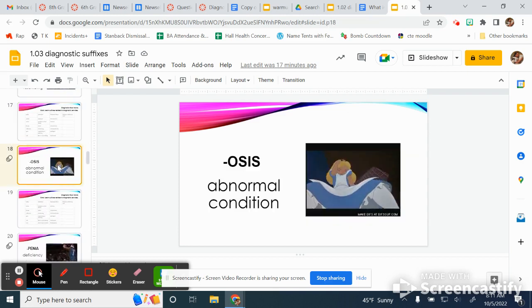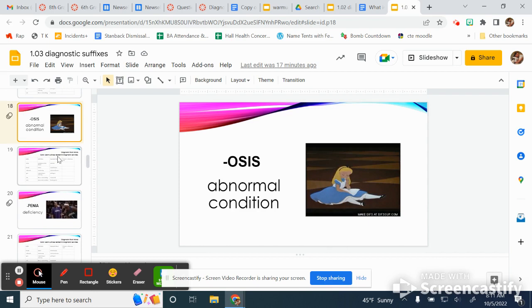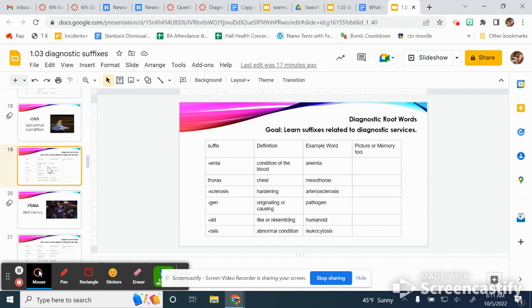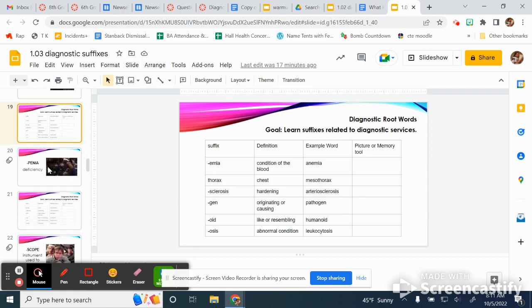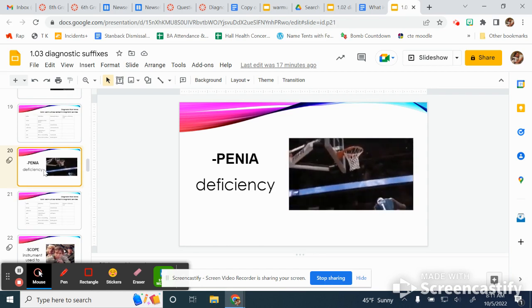There you go. Osis is an abnormal condition, which is, Alice. Good luck in Wonderland. As you get smaller, then you get bigger. Very strange. So osis, abnormal condition. Leukocytosis would be an abnormal condition in the white blood cells. We like what we did with that. We know what leuko means. We know what cyte means, and then we know what osis means. So you add them all together, and you get white cell abnormal condition or abnormal condition in your white blood cells.